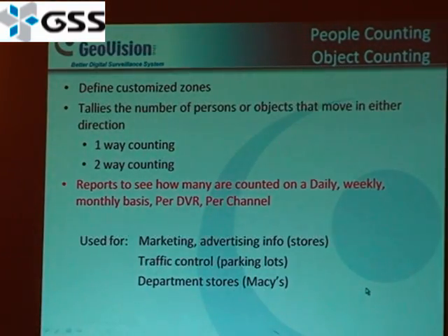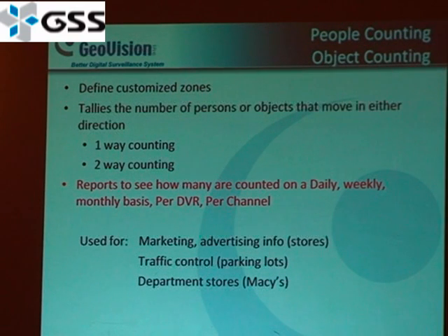The next analytic I would like to talk about is people counting, object counting. Now, you all probably have used this before in the past, but the important thing is to learn or know how to use it in certain situations to provide as a solution for your customer. And this analytic basically tallies the number of persons that travel from one region to the next. You can define 2 regions within a screen. And we have one-way and two-way counting. And this basically gives you a report of how many people travel between those regions on a daily, weekly, and monthly basis per DVR and per channel.